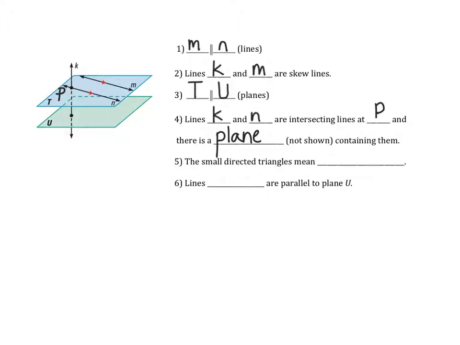Number 5, the small directed triangles mean that the two lines are parallel, which we talked about previously in number 1. And number 6, lines blank are parallel to plane U. So the two lines that were parallel to begin with were lines M and N. They were on the plane T that was parallel with plane U. So therefore, anything on plane T would also be parallel to plane U. So lines M and N are parallel to plane U. And I'll say that again, when you have two planes that are parallel, anything that the two planes contain are also parallel to the other plane.